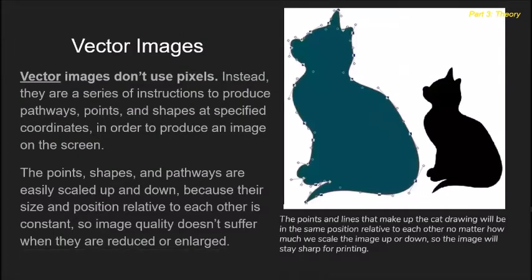Vector images, on the other hand, don't use pixels. Instead, it's a series of commands and instructions telling the computer to produce pathways, shapes, polygons, and points on the screen at specified coordinates relative to each other, and that is what produces the image. They're easily scaled up and down because the points and positions of the pathways and polygons are all the same relative to each other. So the image quality doesn't suffer when you reduce or enlarge. For that reason, they're very suitable for drawing logos, for drawing images that you do need to resize for any purpose.